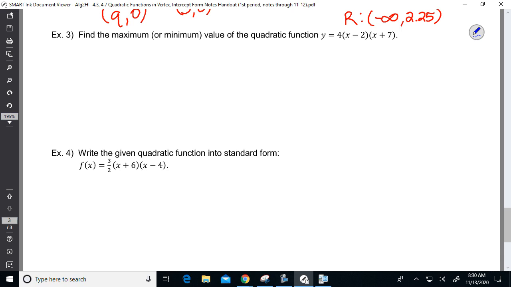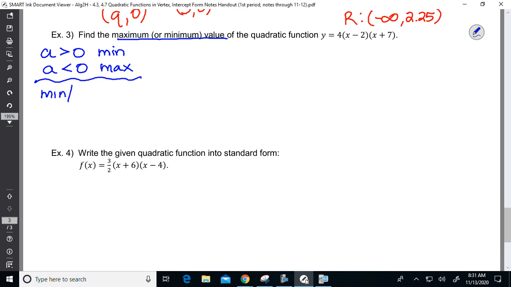So as far as max and min are concerned, remember, max and min is based off of the a value. A greater than 0, you have a minimum. A less than 0, you have a maximum. Once you identify that, your minimum or maximum value is equal to the y value of your vertex. Which means you're going to have to get the axis of symmetry and the vertex in order to figure it out.